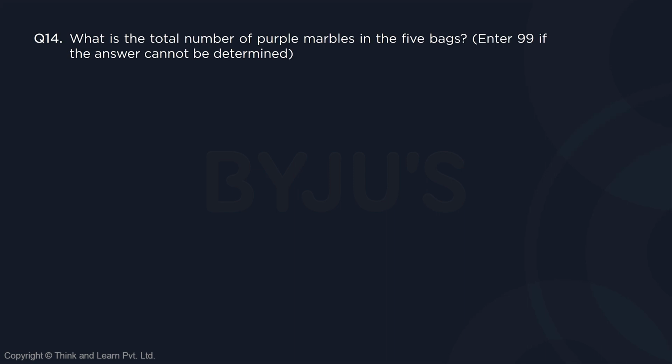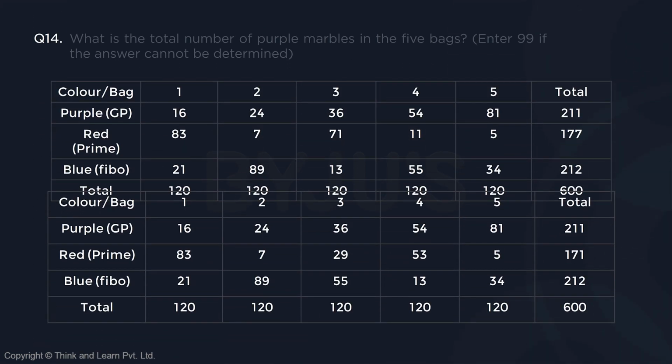Total number of purple marbles in the bags. Enter 99 if the answer is cannot be determined. It's a TITA question, right? So we have discussed this in the Telegram channel also, that one of the students asked what should be done in this case. So generally in a TITA question, cannot be determined is not an answer, right? If it is there, in an extreme case, such a statement will be there, that if the answer is CBD, enter some number, could be 99, could be anything, okay? But here we have a fixed value, right? Purple marble, in both cases we have the same, 211.